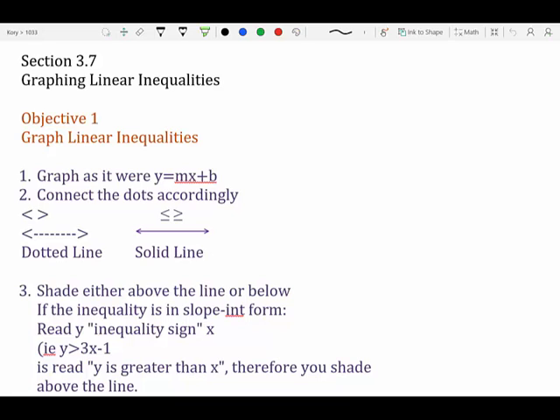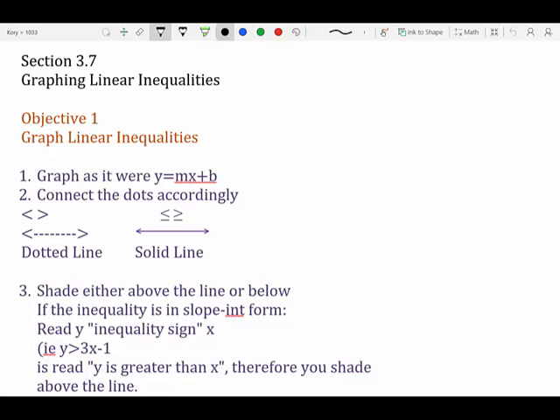Section 3.7, Graphing Linear Inequalities. So to graph a linear inequality, you graph it as if it was y equals mx plus b. The only difference is you connect the dots and shade. To connect the dots, you don't draw just a solid line anymore. If the inequality doesn't have an "equal to," it's a dotted line.